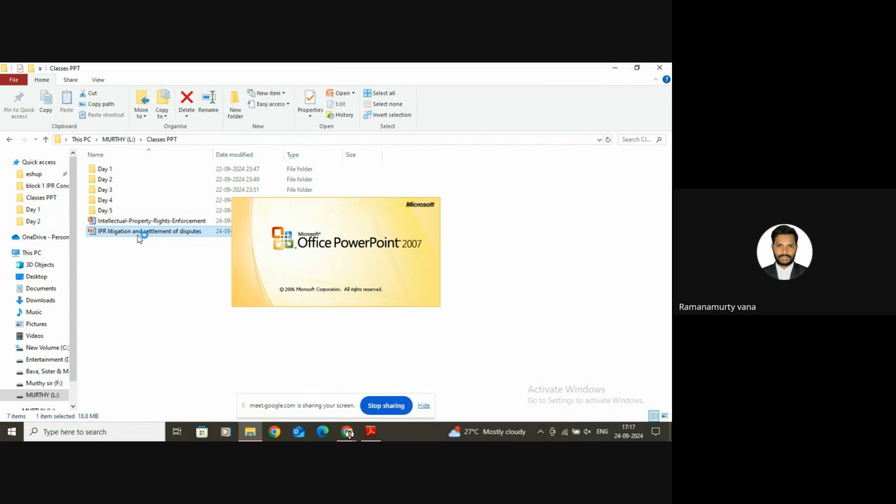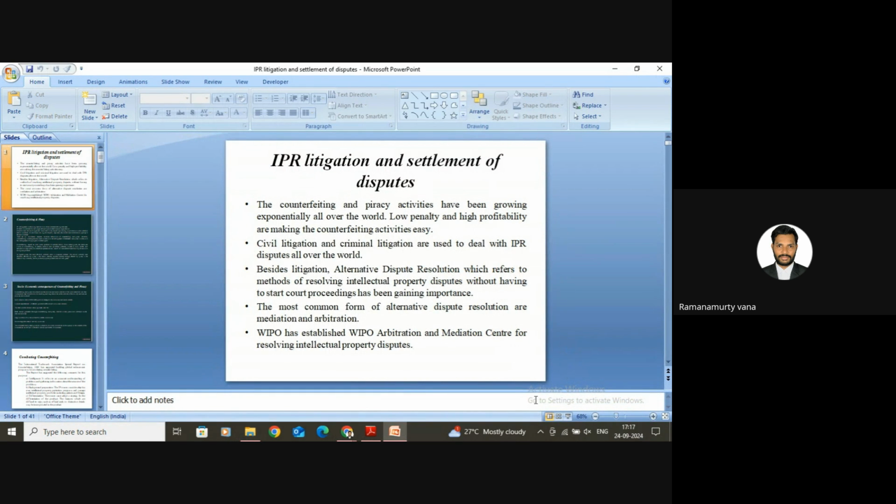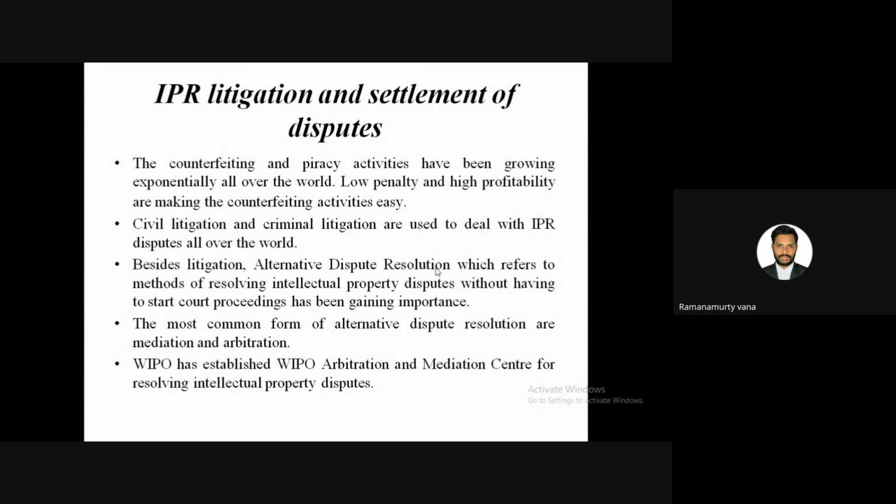Now, moving further, the IPR litigation and settlement of disputes. What is this IPR litigation and settlement of disputes? As we see, the counterfeiting and piracy activities are more. So, civil litigation and criminal litigation are used to deal with IPR disputes.